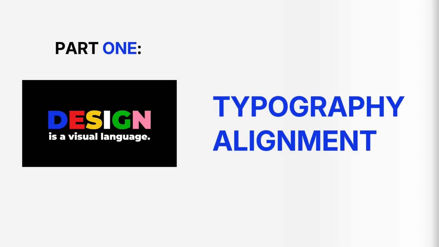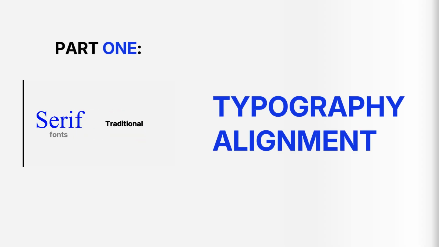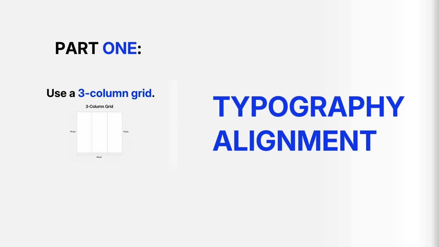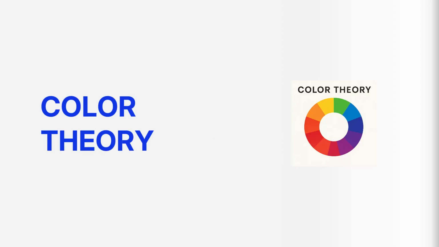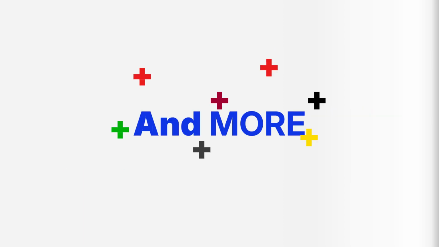That's a wrap for part 1 of our design masterclass. We just covered the basics of typography and alignment, key tools for clean, pro designs. Coming up next. Part 2, we dive into color theory and how to use it right. After that, we'll break down images, illustrations, and more essentials.